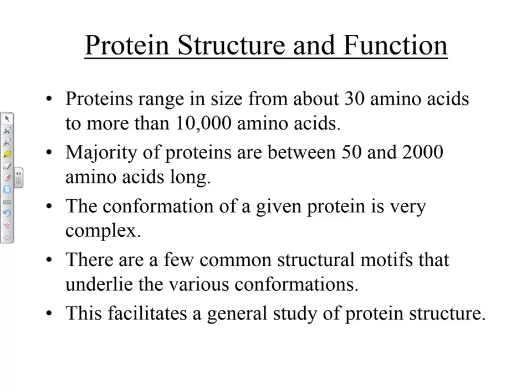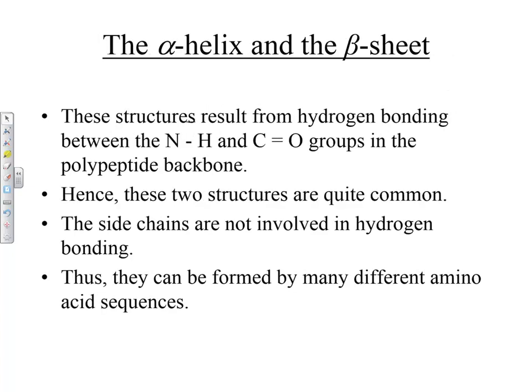And usually if you look at a protein, you'll find that it'll have this structure, or a structural motif, and then there'll be things on top of that. So the two most popular structures are called the alpha helix and the beta sheet, right? And these structures result from hydrogen bonding between the NH. Remember, an amino acid has got an NH2 on one side and a C double bonded with OOH on the other, right? I mean, that's an amino acid.